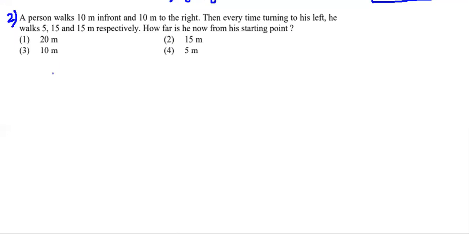A person walks 10 meters in front. Okay, fine. So let's take the help of the lines. Here we have the arrow marks. Let's try to draw the lines. A person walks 10 meters in front. Let's say a person is going to start from a point. Let's have the point to be somewhere here. So he's going to walk 10 meters to the front. Let's have the front to be like this. Fine.